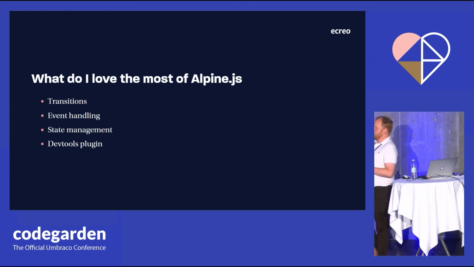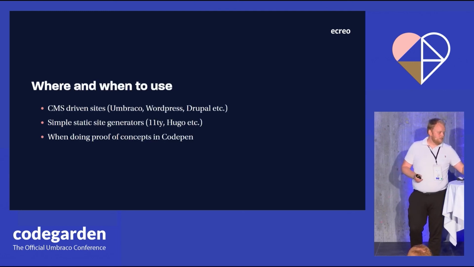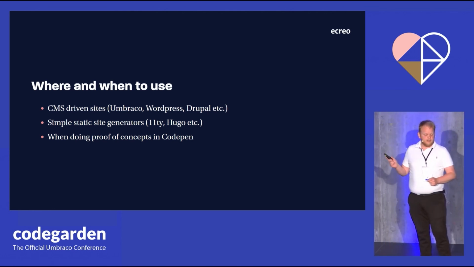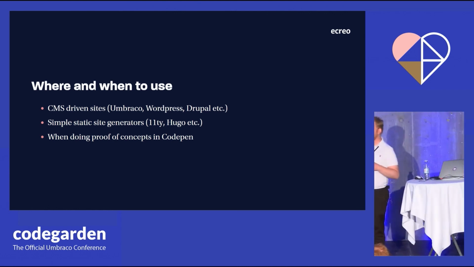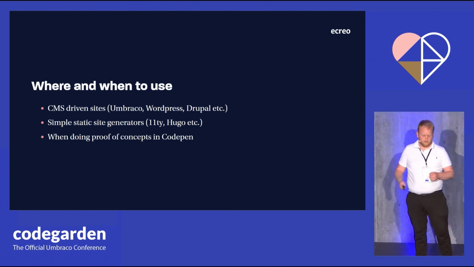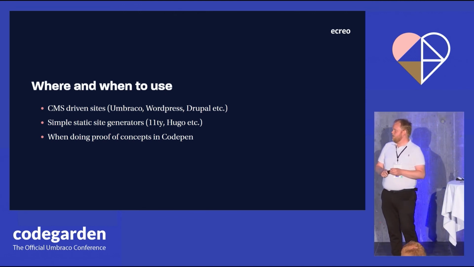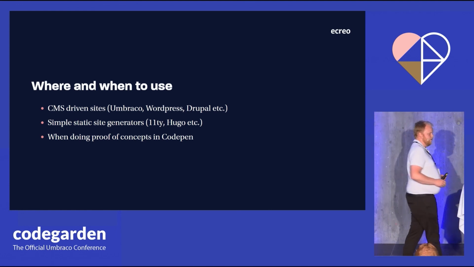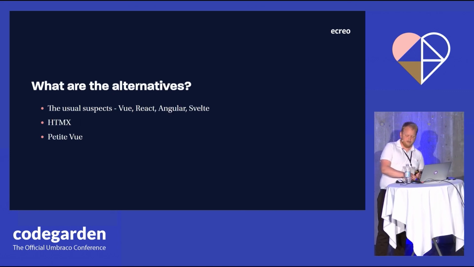It's perfect for event handling, state management, and it actually has a DevTools plugin too, so it's easy to work with on a day-to-day basis. So where is this good? As I said before, CMS-driven sites that don't have any other JavaScript framework already. Could be WordPress, could be Drupal, but of course Umbraco is the one we work with. Also static site generators like 11ty and Hugo and all those that aren't based on any other frameworks like Nuxt and Next. And of course when doing quick proofs of concept in CodePen.